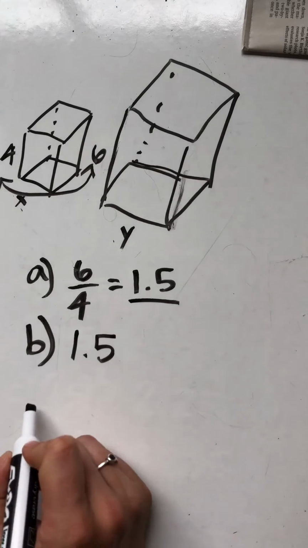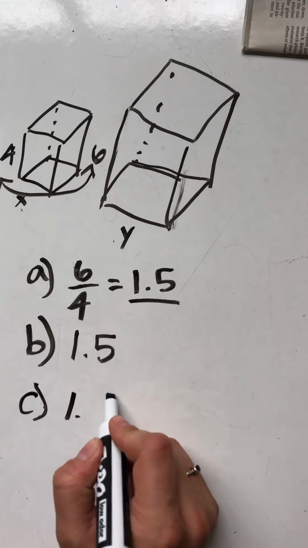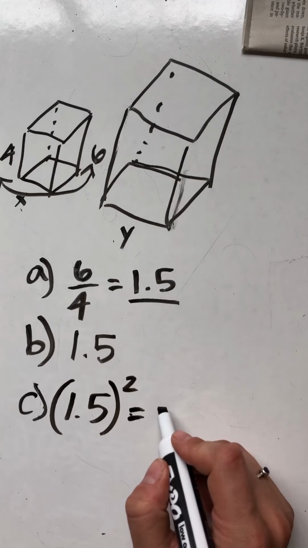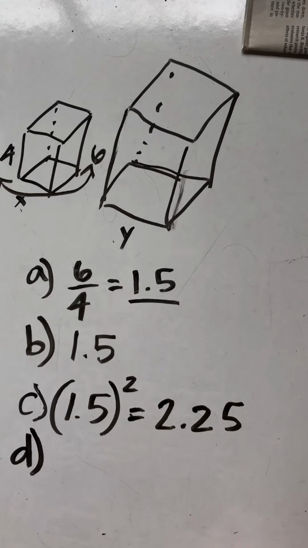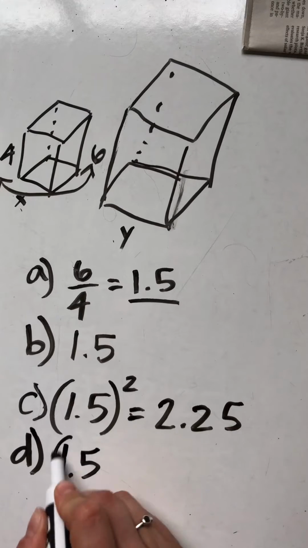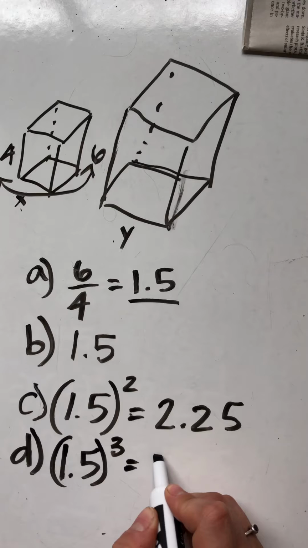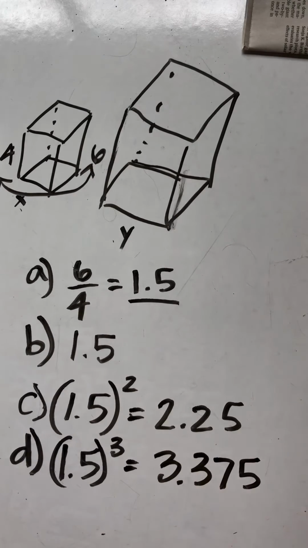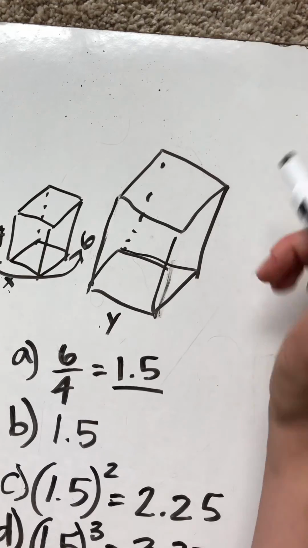C asks, what's the area ratio between the 2 shapes? The area ratio can be found by taking the linear scale factor and squaring it. So that's going to be an area factor of 2.25. The volume scale factor is the linear scale factor cubed. So that's going to be 3.375.